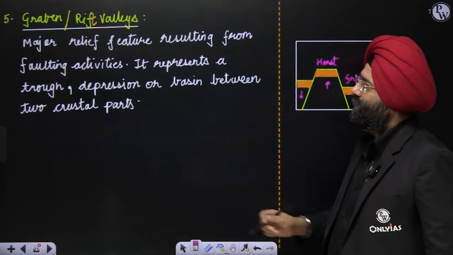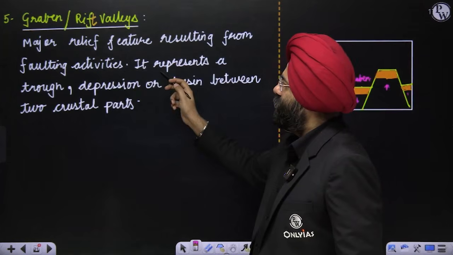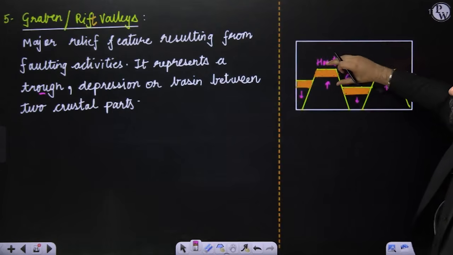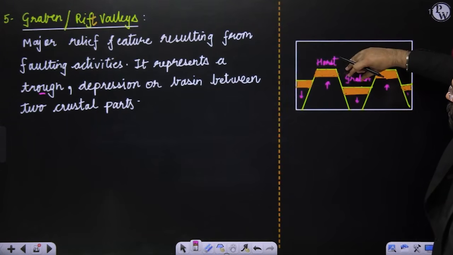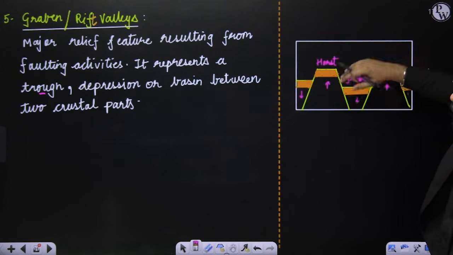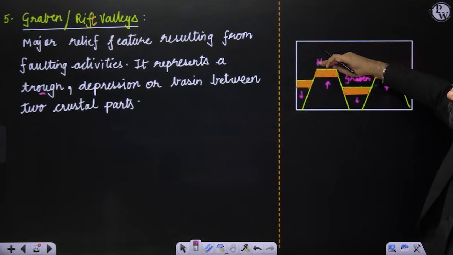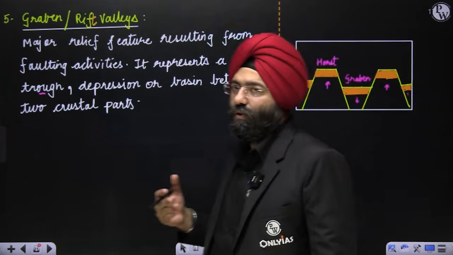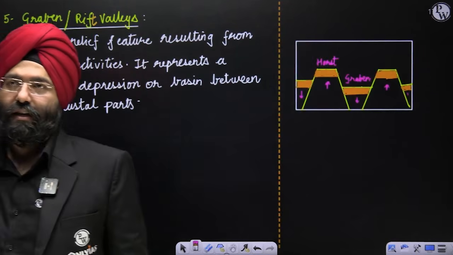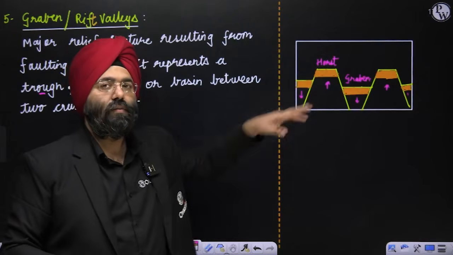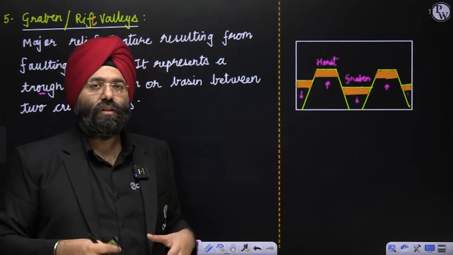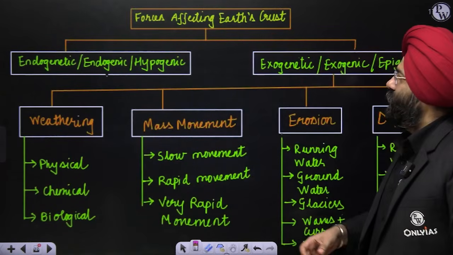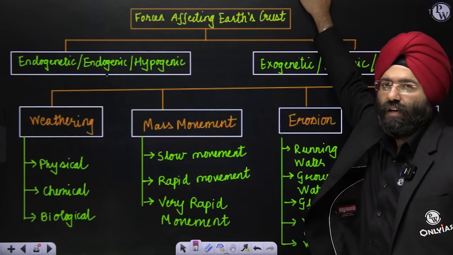Graben or rift valleys, these are the major relief features resulting from faulting activity. It represents a trough or depression on the crustal part. So what happens is, let us say between these two parts, this part has gone down. So this is representing a depression, and this is representing a risen part. These are known as rift valley structures. Clear? That is why you see the Narmada Rift Valley. Yes, and the river is basically flowing through these graben regions. These are also formed due to the faulting activities. Clear? Okay. Now we are done with faulting, we are done with the endogenetic aspects.